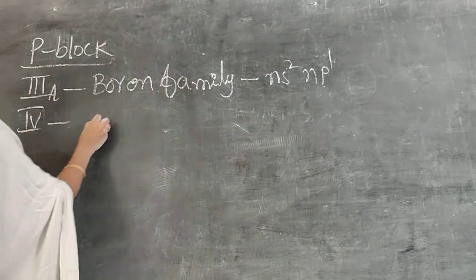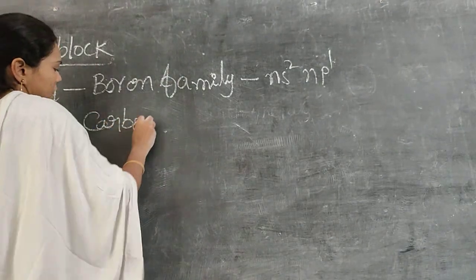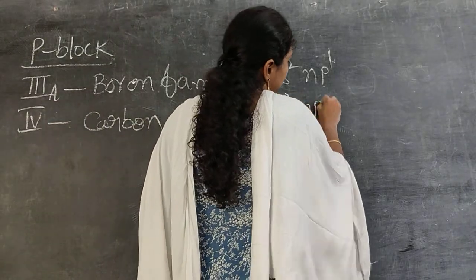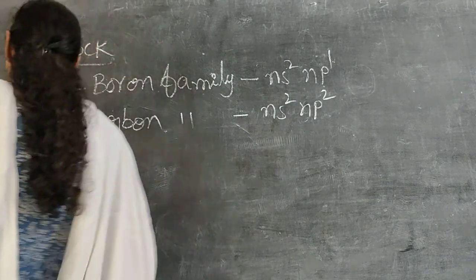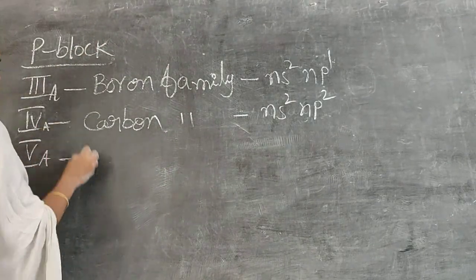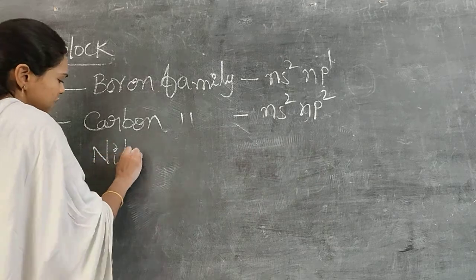Fourth A is known as the carbon family, because carbon is the starting element. The general electronic configuration is Ns2 Np2. Fifth A is the nitrogen family, because nitrogen is the starting element.